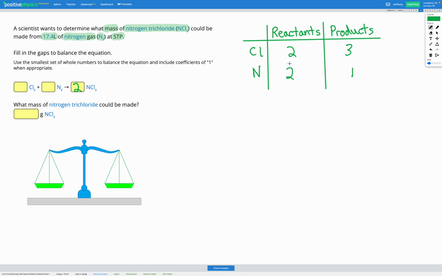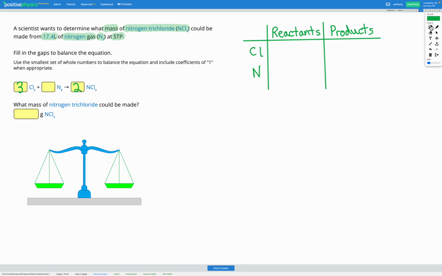I'm going to recalculate how many of each we have. So we still have 2 chlorines and 2 nitrogens in the reactants. In the products, we now have 2 sets of NCl3. So that's 2 Ns and 3 times 2, which is 6 Cls. So our nitrogens now appear to balance, but the chlorines don't. However, since Cl2 on the reactants can be multiplied by 3 to get 6, I'm going to add a 3 on the left, and I'm just going to add up again to check that that's correct.